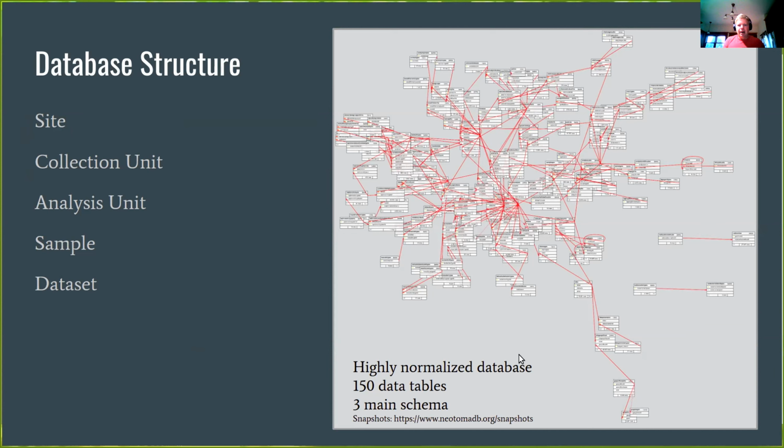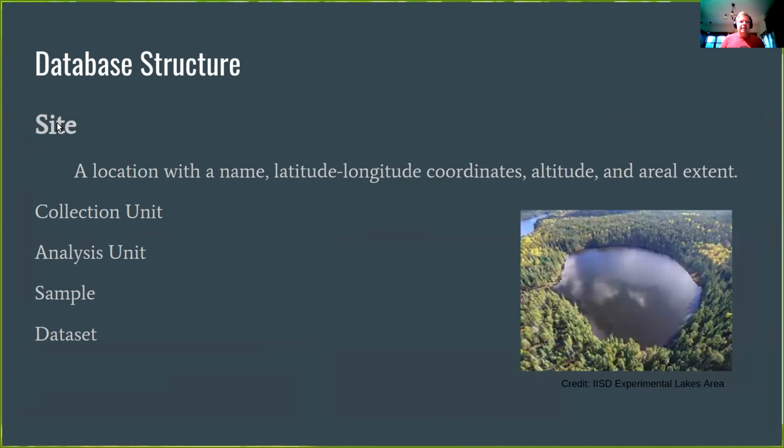This information, so the database is available as a direct download. The link is right there at the bottom, or you can access it through the API, as Jack mentioned. But basically, the idea is there are sites, which are locations with areal extents. In practice, some of these do wind up being points, but we use PostGIS, and so we do support complex polygons.